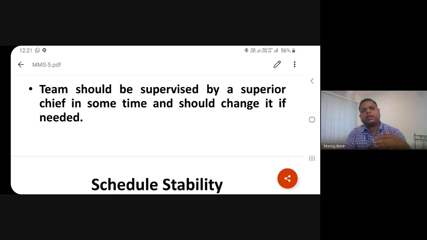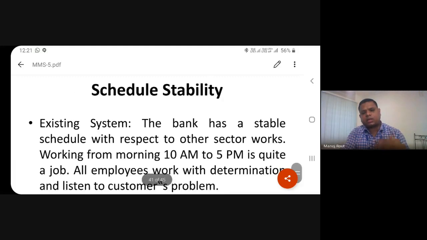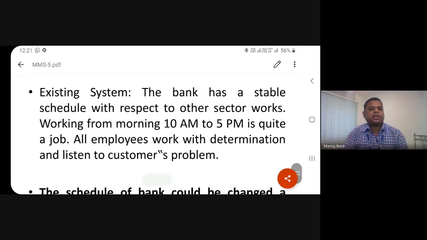The next part is that if you implement the just-in-time concept, they provide schedule stability. What kind of stability? That is existing. If you take the example of the existing system, the bank has a stable schedule with respect to sector works. What are the sectors? For example, the loan sector is there. The next is the accounts department, the cash telling sector is there. The finance sector is there. The HR sector is there. Working from 10 a.m. to 5 p.m. is quite a job. All employees work with determination and listen to the customer problems.